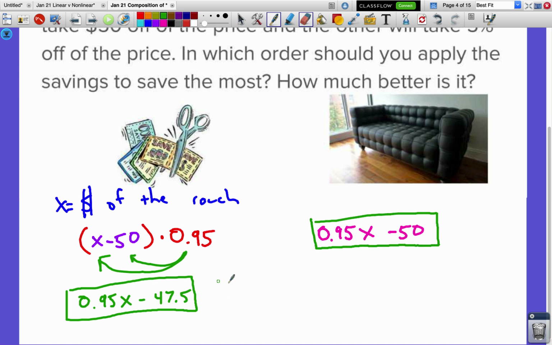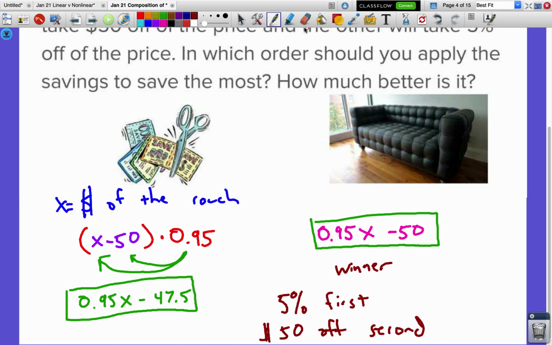And now let's compare these two. So in this scenario, we save 5% and then an additional $47.5. In this scenario, we save 5% and then an additional $50. So this is our winner. Because 50 is more than 47.5, we want to do the 5% first, and then the $50 off second.